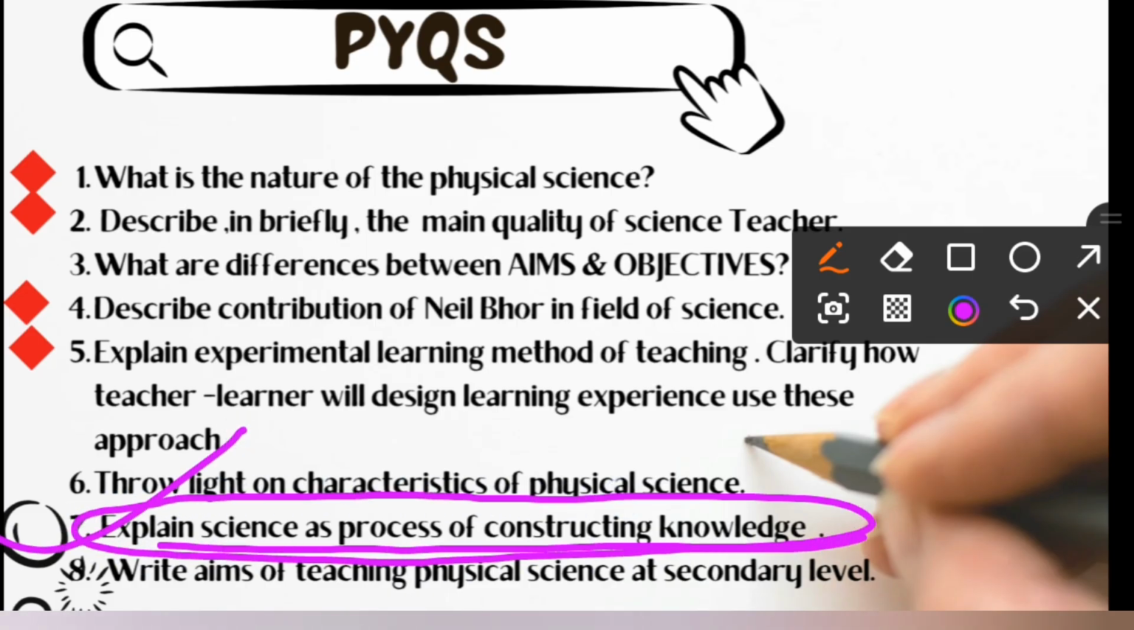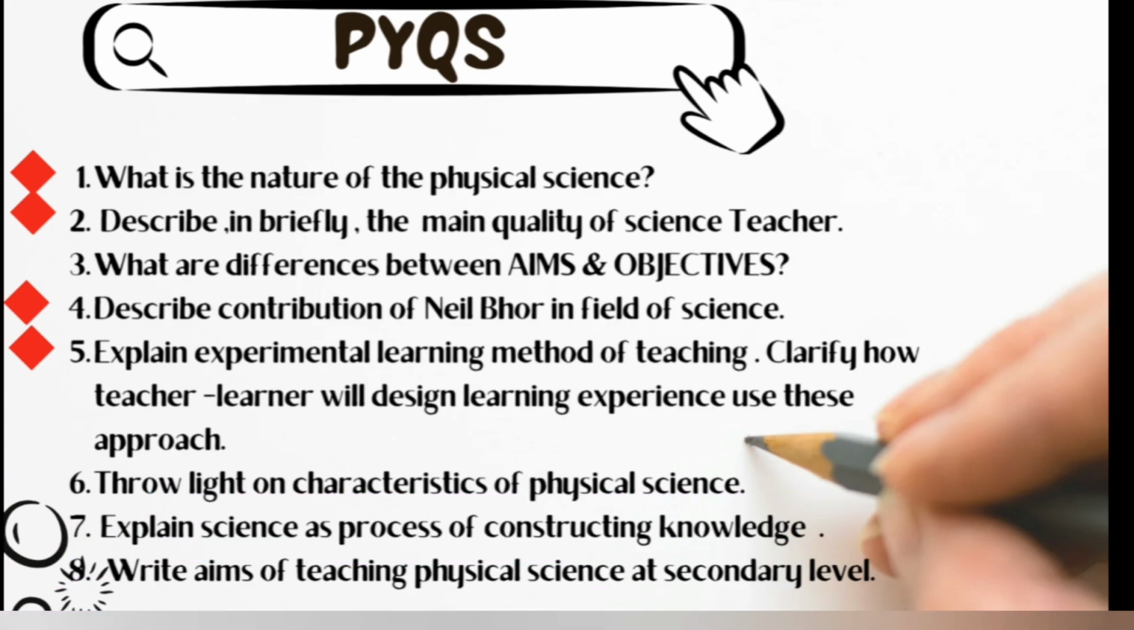Moving toward the next question, write the aims of teaching physical science at the secondary level. So here we have to explain the teaching of physical science at the secondary level. How do we evolve our teaching method at the secondary level so that students are easily able to understand?